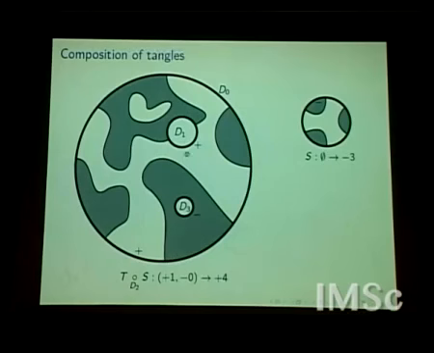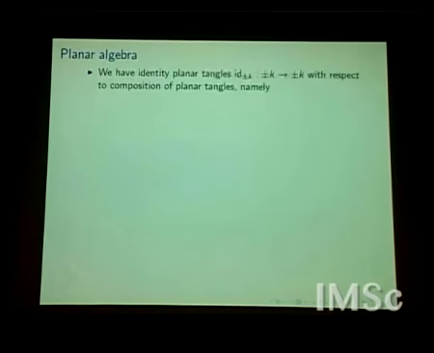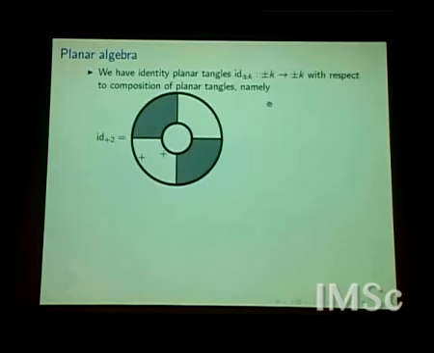So +1 going from +1 -0 to +4. Okay, so this is how you compose, and with respect to this composition you have identity, the identity tangle, and this is just the identity tangle of +2. If you compose this tangle inside another, you just don't get anything new. It's just joining everything to the internal disk. So this is the identity tangle.